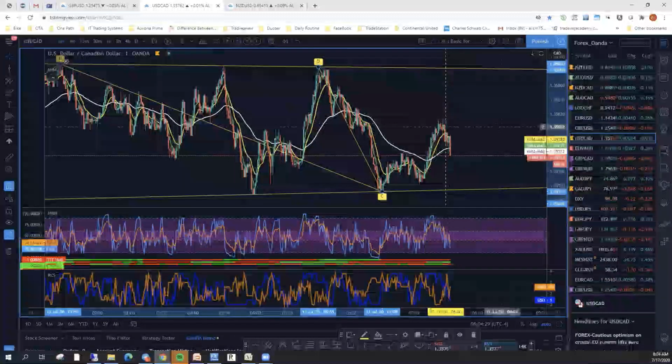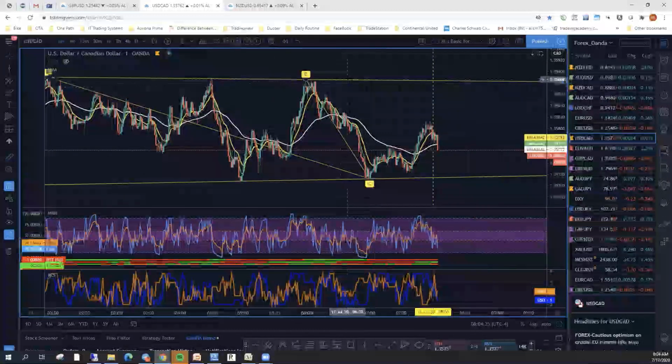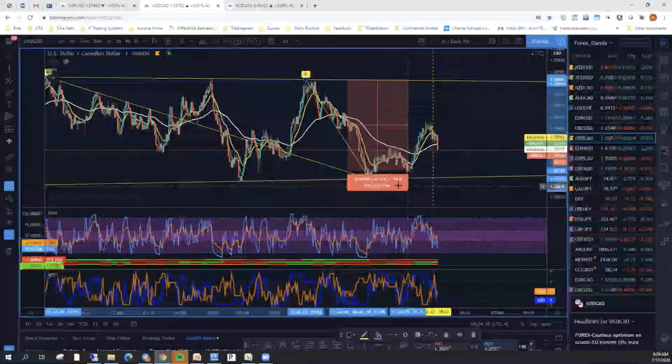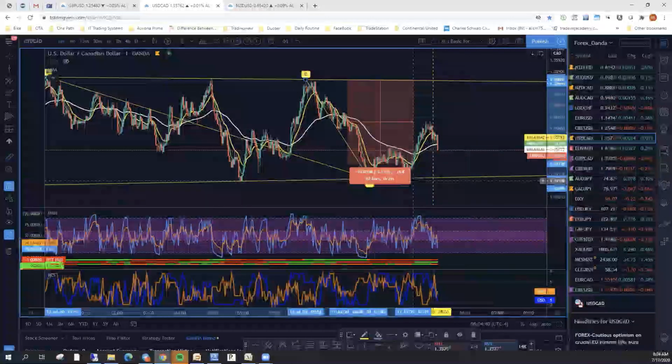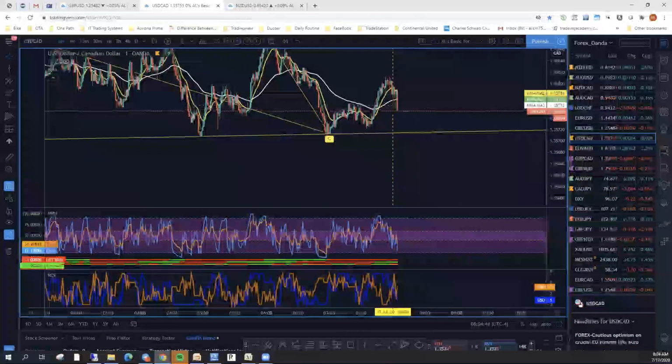Right there. And so what we're going to be doing, we're going to measure the distance between the D and the A, see if we have enough room for our trade, and that's about 16 pips. It's getting close to my minimum, but it looks like it's going to fall within the region.